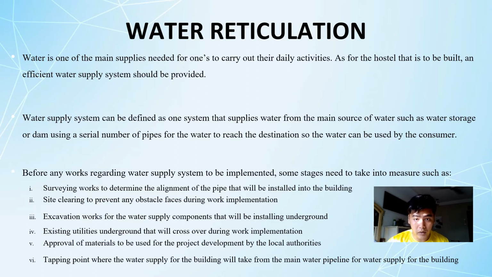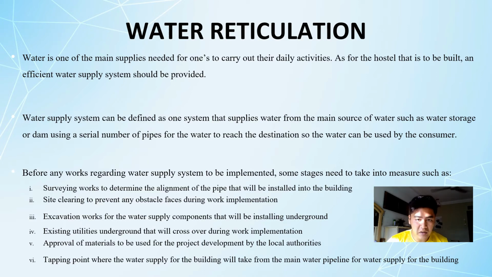Okay, first of all, I would like to present about water reticulation for our project. Basically, water is one of the main supplies needed for one to carry out their daily life. As for the hotel that is to be built, an efficient water supply should be provided. A water supply system can be defined as a system that supplies water from the main source of water, such as a water storage or dam, using a series of pipes for the water to reach its destination, so the water can be used by the consumer.